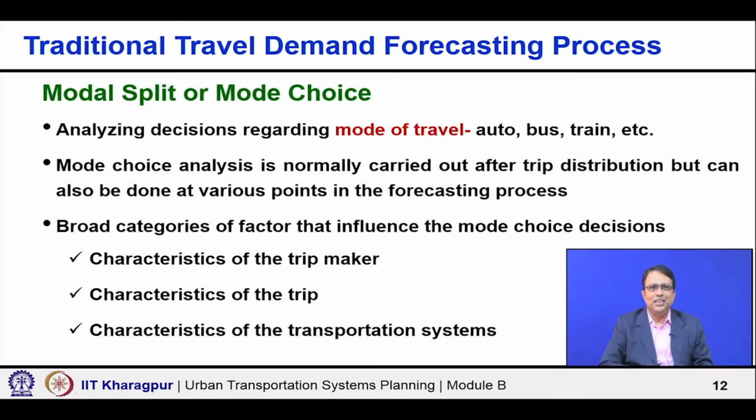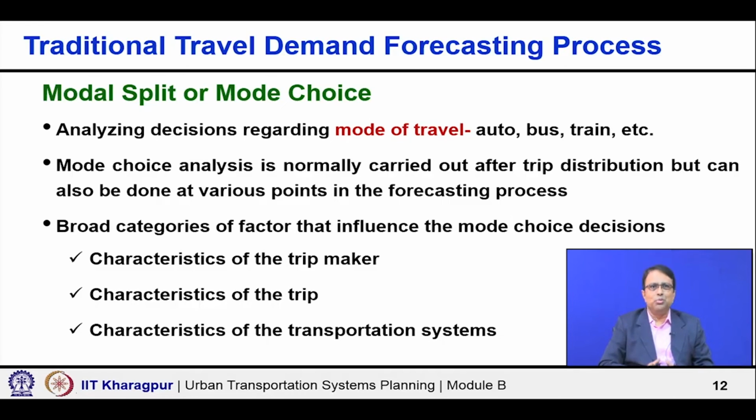So, broad categories of factors which may influence the mode choice decision include the characteristics of the trip maker: how much income I have, high income or low income, male or female, even a young person and an old person.